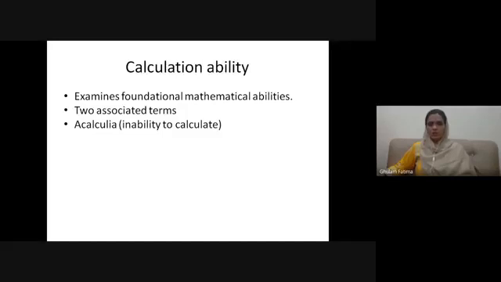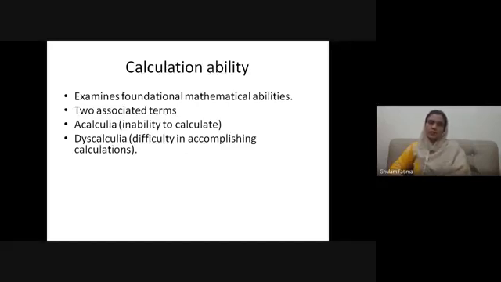Sometimes you may find that the patient is not able to calculate even a very basic thing, like 7 plus 3 equals, and the patient is unable to answer. It simply means acalculia, the inability to calculate. And sometimes there is dyscalculia, where the patient has difficulty accomplishing calculations. In dyscalculia, you say 326 plus 146 equals, and the patient takes a lot of time and does it incorrectly. That will be considered dyscalculia.